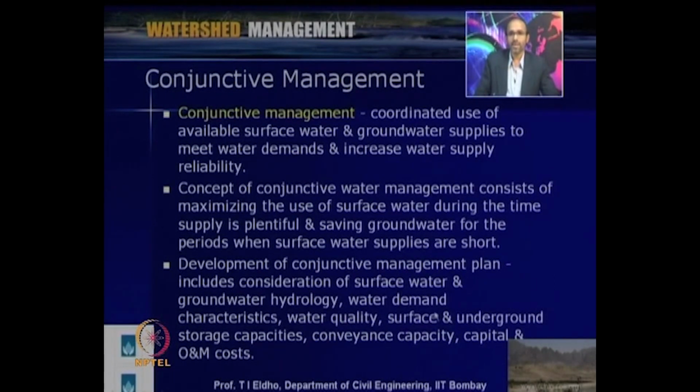Then how much capital is available to invest in conjunctive management, either on a watershed basis or on a river basin scale. And of course, once the plan is developed, how we can implement it, how we can operate it, and how we can maintain it. The cost is also very important: how much we can invest, how we can retrieve some of the cost, and how we can effectively operate, manage and maintain it.